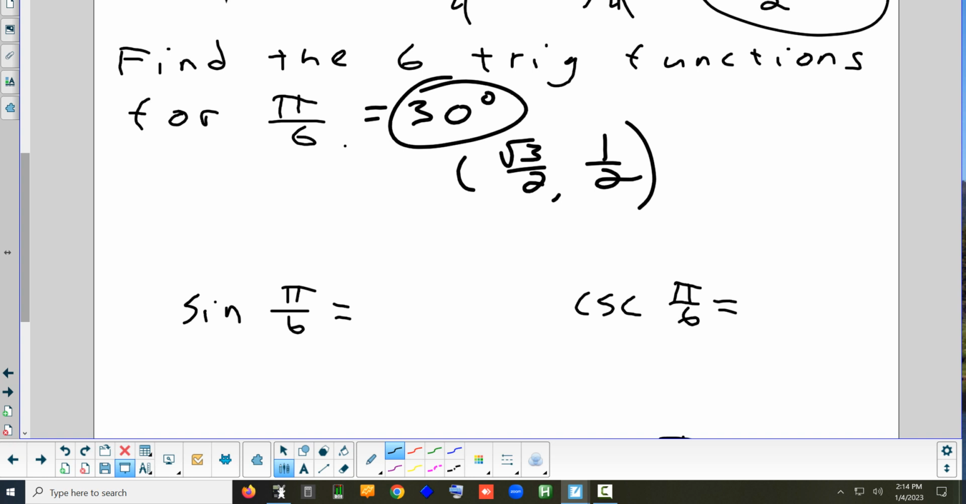From this point forward, there's nothing new. This is what we did yesterday. Just pretend like now that's what you were given. We'll find all the trig functions. Okay, let's start with sine.